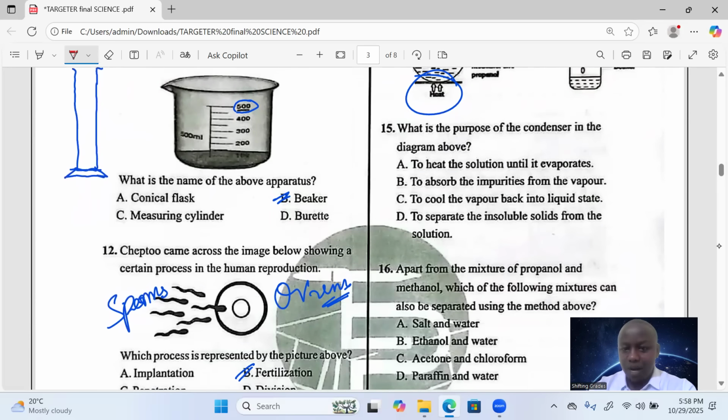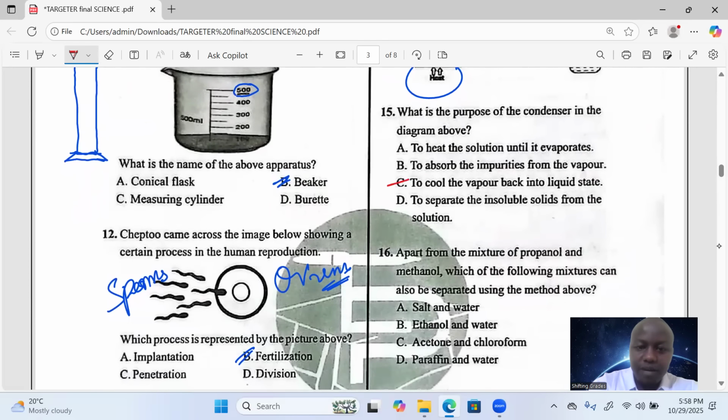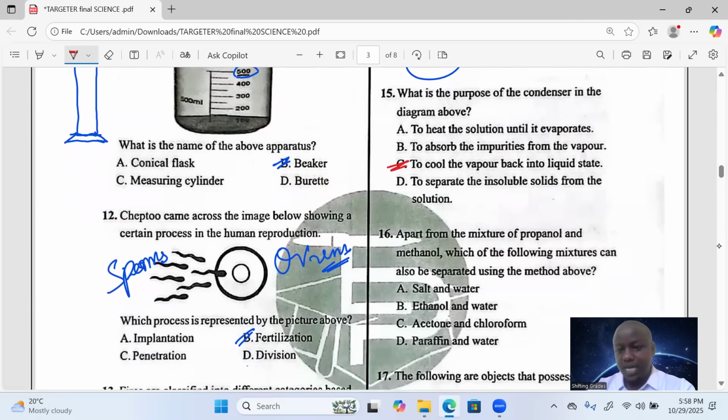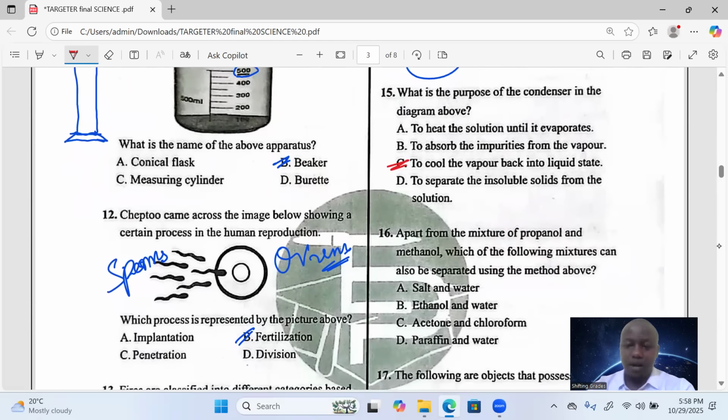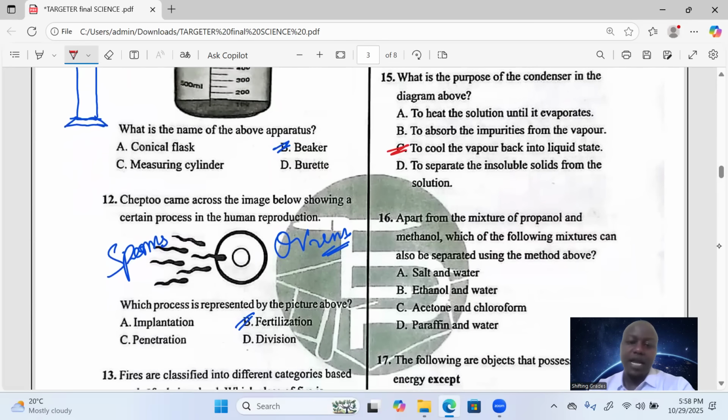to cool the vapor back into liquid state. In other words, to condense. The work of a condenser is to condense. That's why we have option C being the most appropriate in number 16.